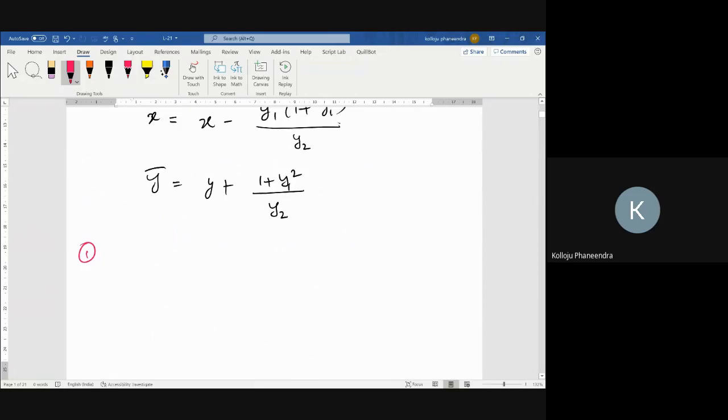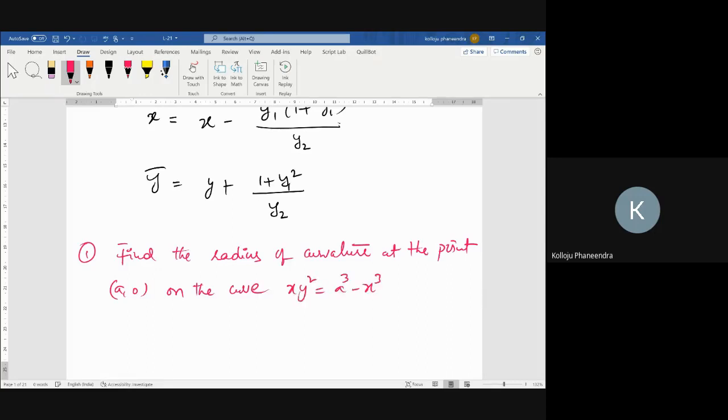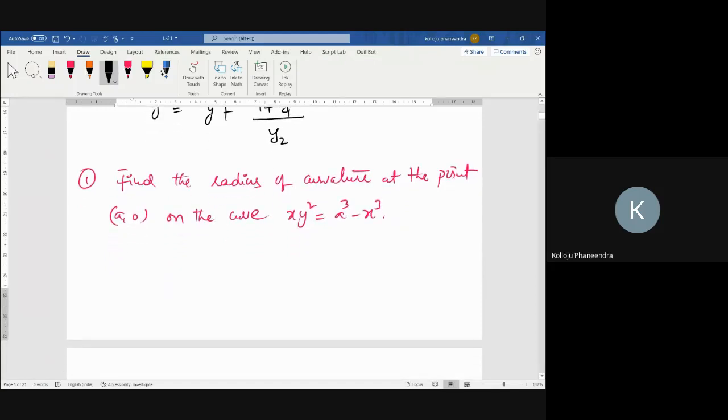Okay, now the first problem is, find the radius of curvature at the point (a, 0) on the curve x y square equal to a cube minus x cube. Okay, first, what is the solution? First, write the given curve. Given curve C is x y square equal to a cube minus x cube.